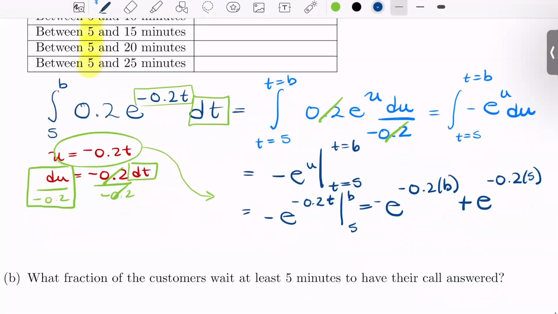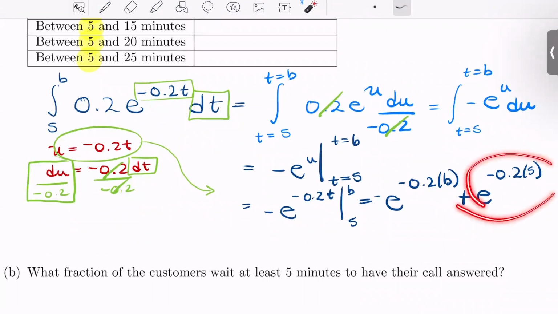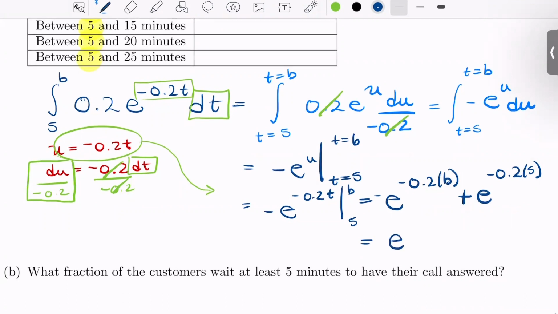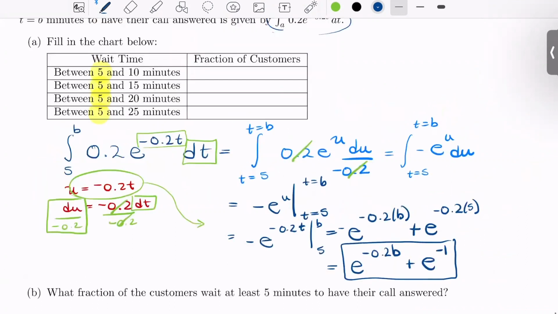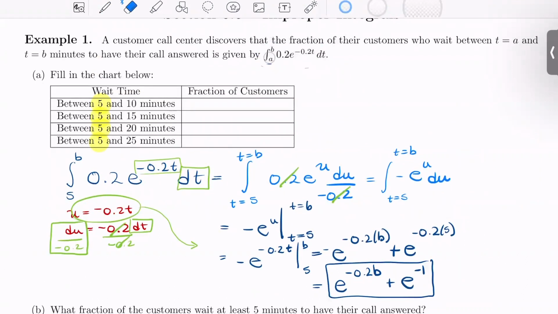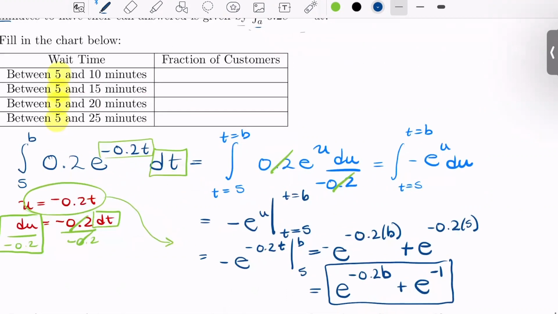Now, carrying out one last step to simplify this final term because it has a weird exponent, negative 0.2 times 5 just gives us negative 1. So that looks like negative e to the negative 0.2b plus e to the negative 1. This is going to tell us the fraction of people who wait between 5 and b minutes for their call. So in filling in this table, we can just use this expression that we just found.